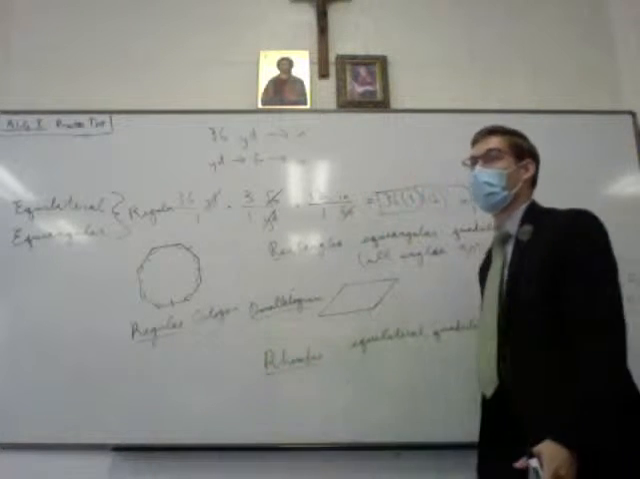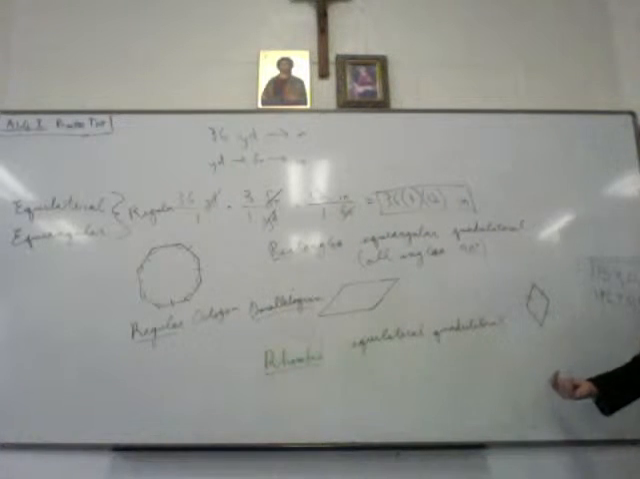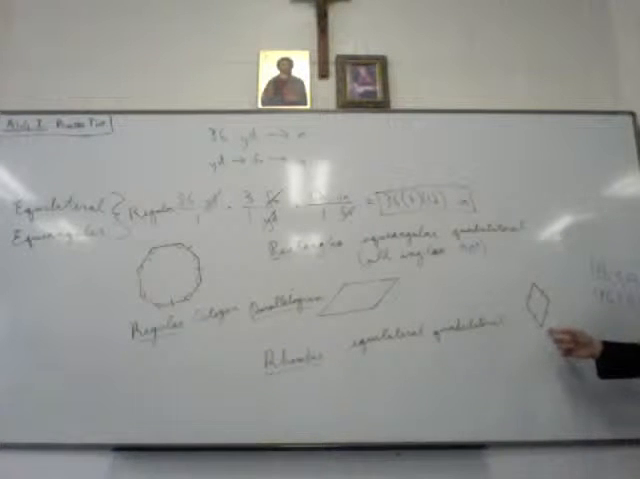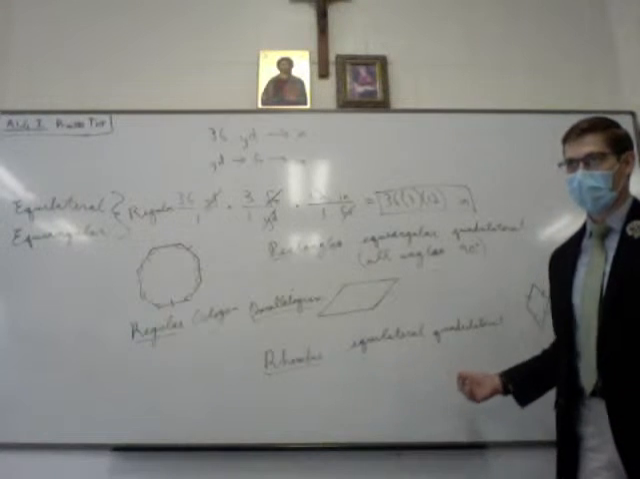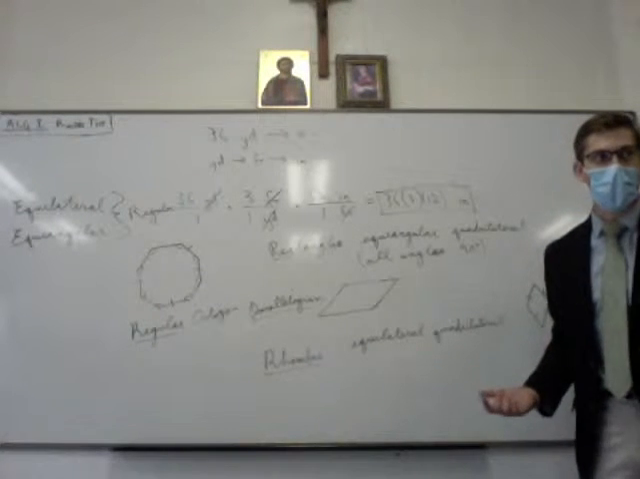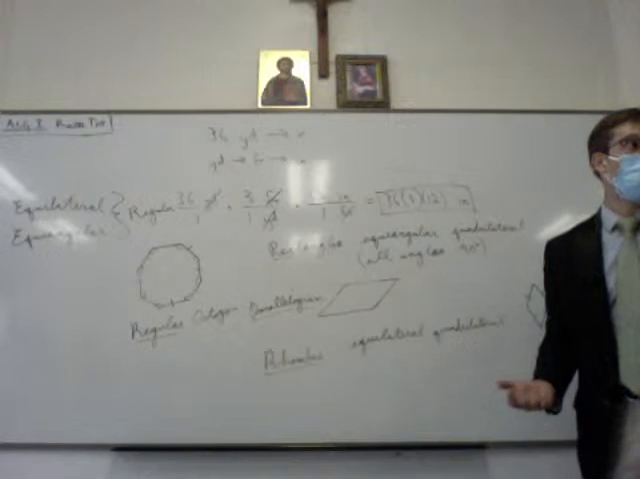Every square is also a rhombus, but not every rhombus is a square. For example, this rhombus is not a square. A square is equiangular and equilateral and has four sides. A square is a regular quadrilateral, we could say.